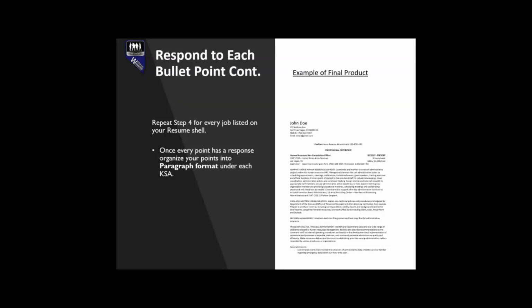So here's an example of your final product. You're going to repeat step 4 for every single job that you have listed on your resume shell. Every point has a response, and once you have a response for every single point under each KSA, you're going to structure it under a paragraph format. You're going to put your most important point up top and your least important point on the bottom. Then you're going to put it into a paragraph format and try to make it flow.